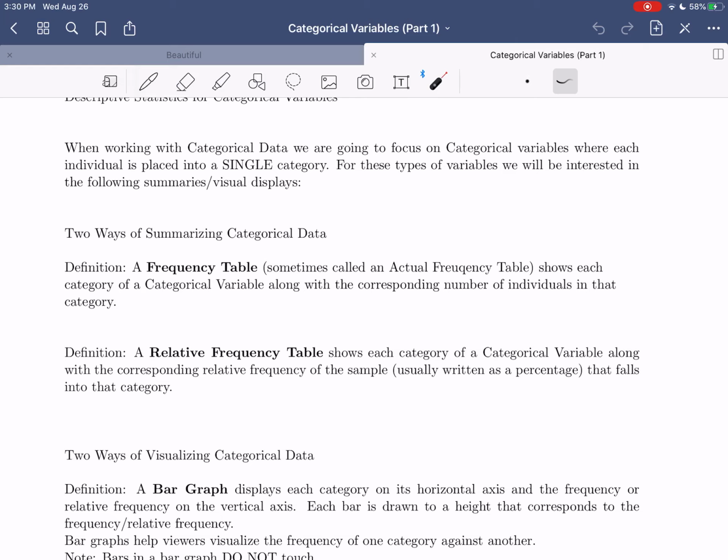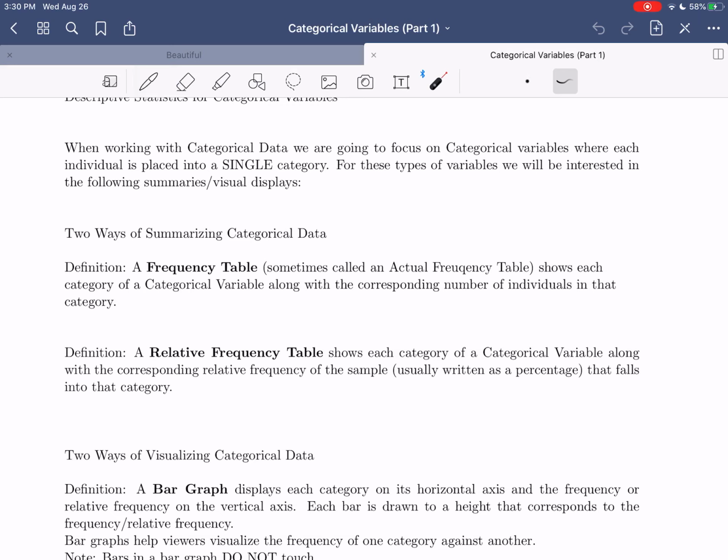What a frequency table is, it shows each category of the categorical variable. So it gives you a list of what categories you allowed people to choose from or what categories you put individuals into, along with the corresponding number of individuals that landed in that category. So if you think about that, a frequency table is the most basic way to organize categorical data. It tells you what were the categories and how many individuals landed in each category.